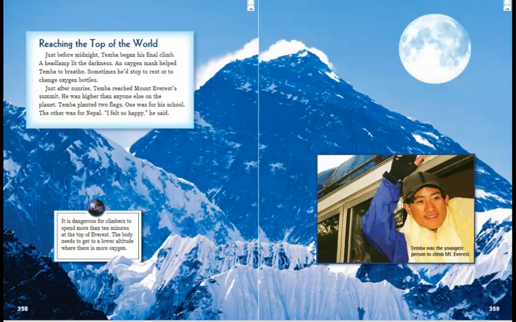And there's a photograph with a caption on page 359, and it says, Temba was the youngest person to climb Mount Everest. He achieved his goal. That's pretty cool.